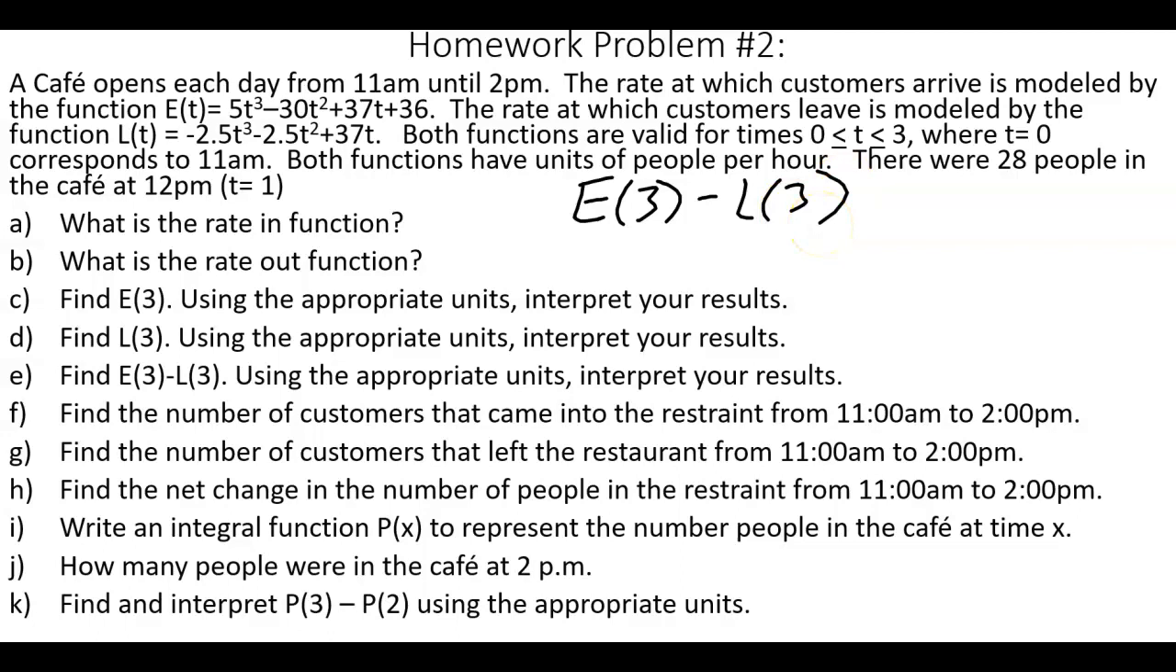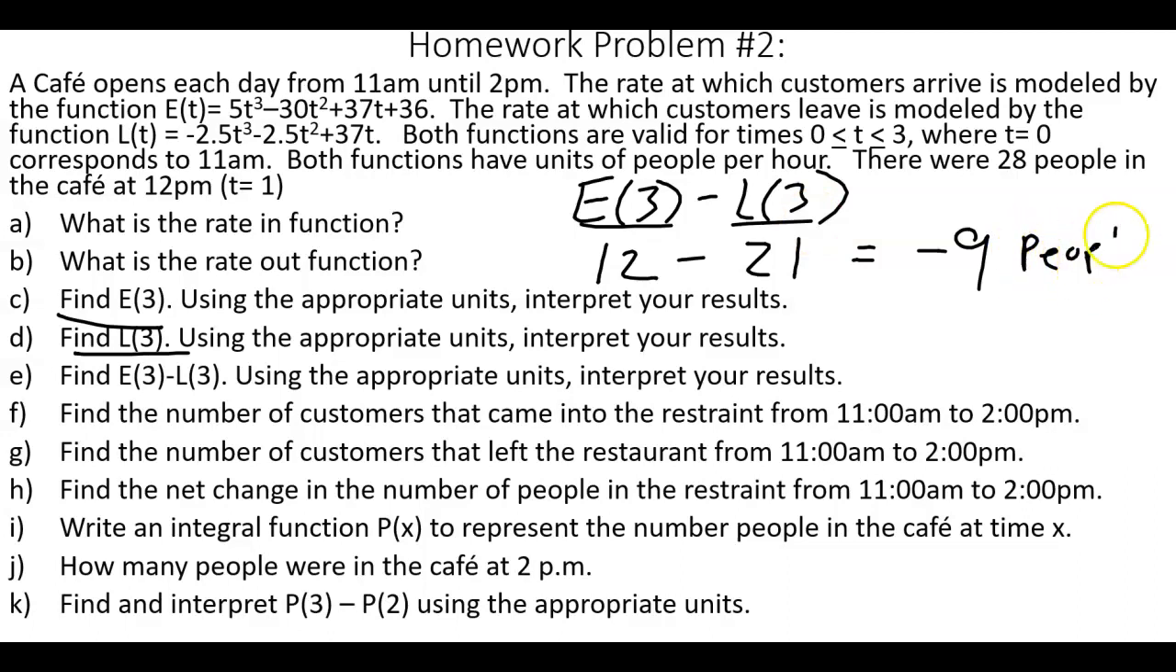And we already calculated E of 3. We did that on part C here, and we found out that that was 12. We already calculated L of 3. We did that on part D, and we found out that was 21. So if we subtract those, we get negative 9. Now, what is that? Well, both of these are measured in people per hour, so this is going to have the same units, people per hour. But what is the interpretation of this?